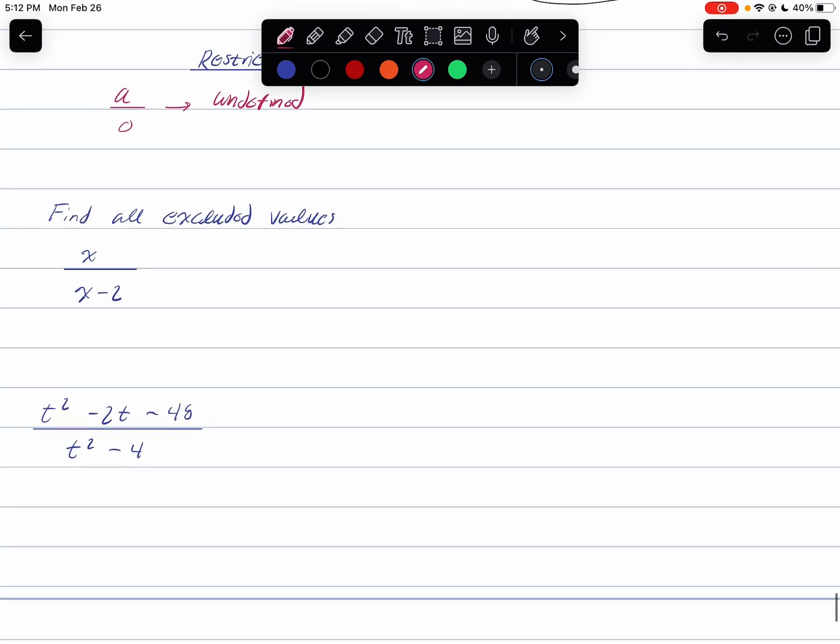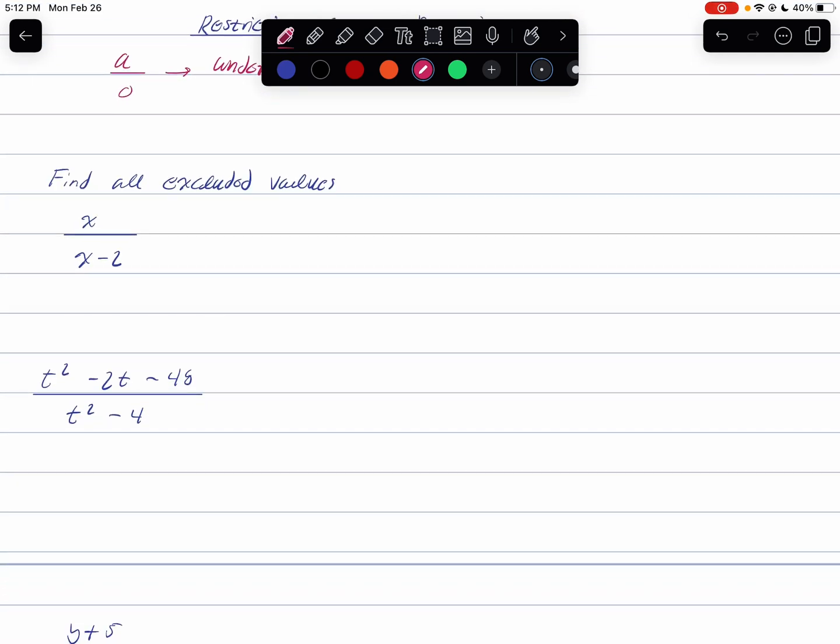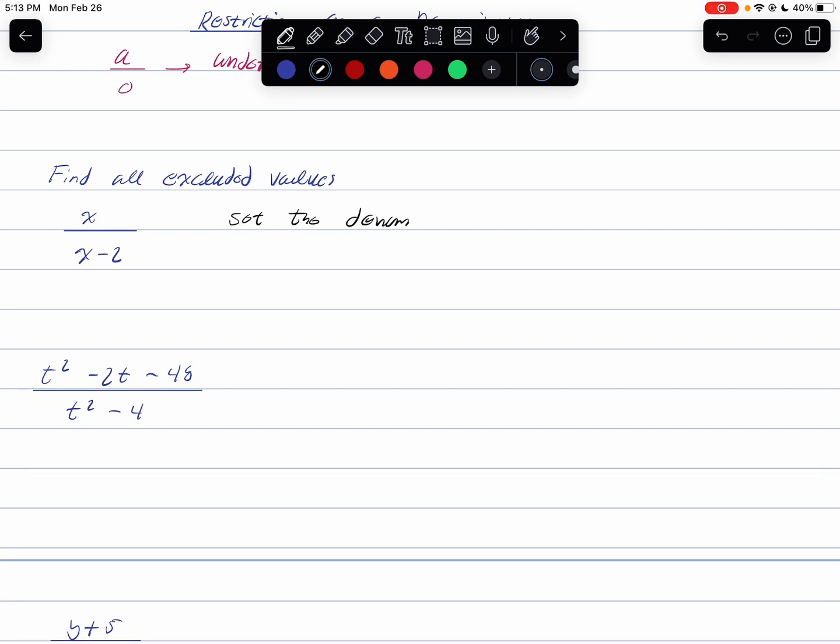Okay. So let's take a look at a few examples here. We want to find all excluded values for these given expressions. So here we have x over x minus 2. Okay. So if we're looking for all of the values that would make the denominator equal to 0, and we're wanting to exclude them, the way to find this is actually just to take the denominator and set it equal to 0. Remember the denominator is on the bottom, okay? So we're going to set the denominator equal to 0.